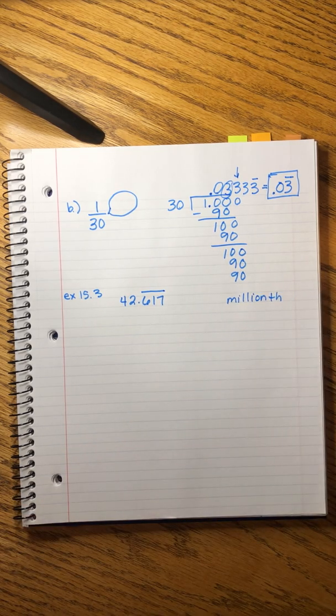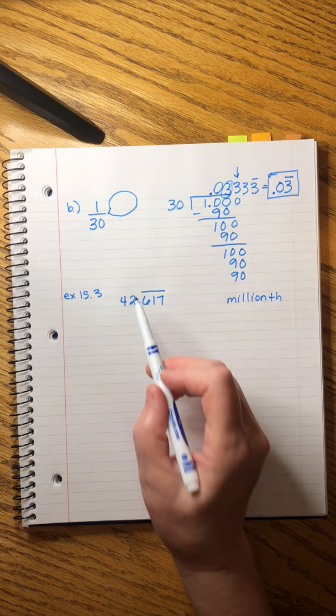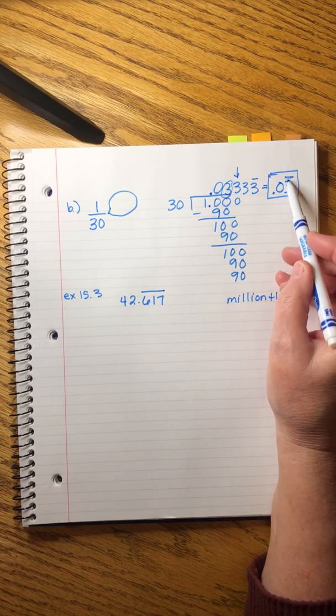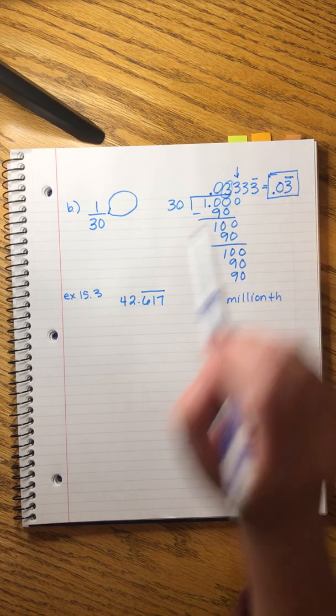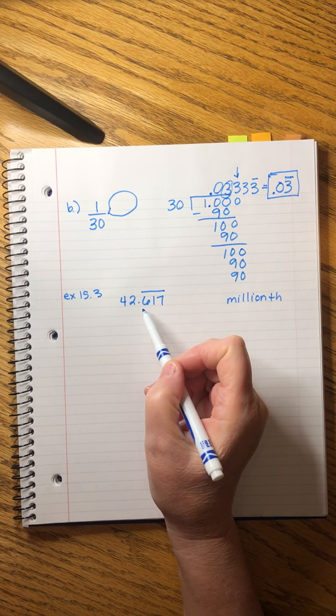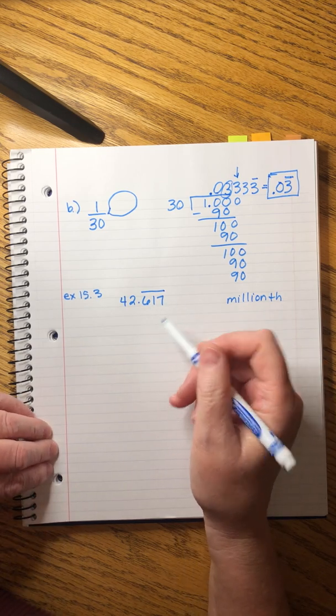Okay, well, what this part means, remember, is that the part that repeats is what's directly under the bar. So here I wrote it so it was only over the 3, right? Because just the 3, not the 0, repeats. Here, it's the whole 617.